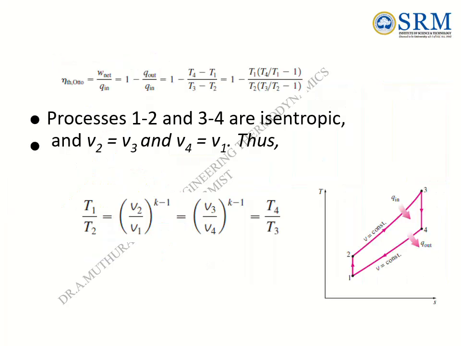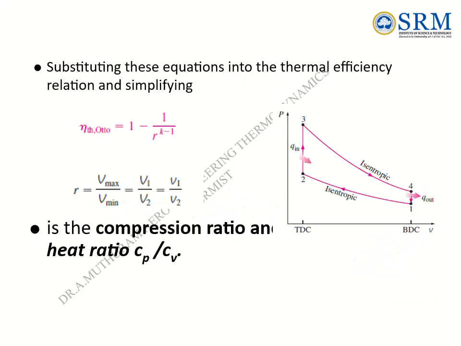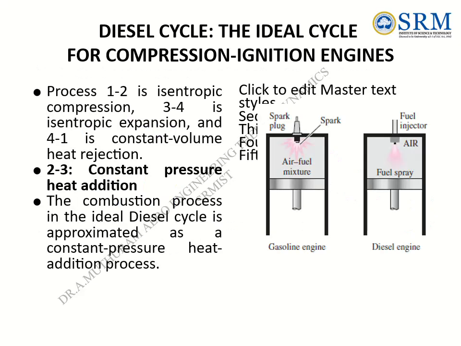Processes 1 to 2 and 3 to 4 are isentropic, and V2 equals V3 and V4 equals V1. Thus, substituting these equations into the thermal efficiency relation and simplifying, where r is the compression ratio and k is the specific heat ratio Cp/Cv. Diesel cycle: the ideal cycle for compression ignition engines.